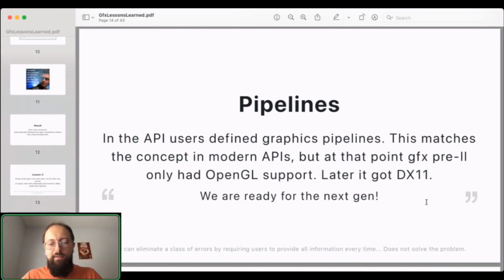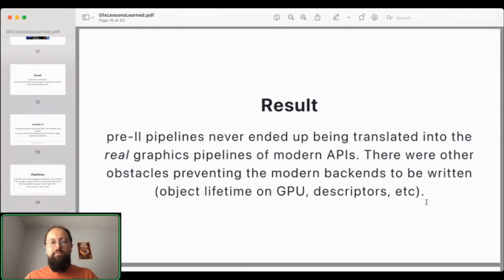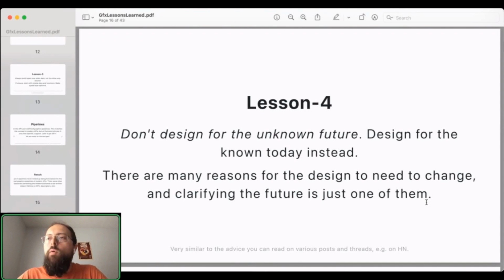So the lesson from it is there were more things that prevented us from adopting the next-gen APIs. And what we should have done is design for APIs that we know. So either stop designing and learn what you want to design for, or just ignore those things that you don't know about. This is advice that you can find elsewhere. It recently showed up on Hacker News and stuff like that. Do not design for an unknown future. That's our fourth lesson.